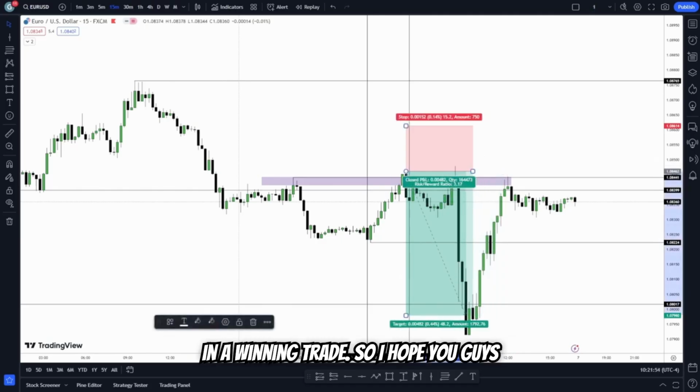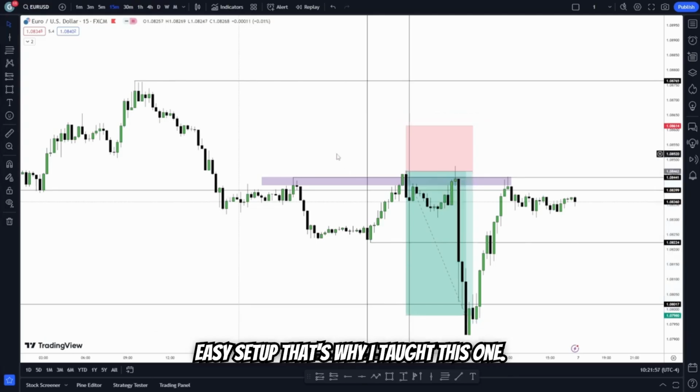So I hope you understood these 3 levels, and it's an easy setup. That's why I taught this one. It's a 3-step process. Just identify the key levels, wait for the breakout, look for the false breakout, and then take the entry on the false breakout. Because with the breakout like this, people will look for a buy over here, and you should do the opposite. Okay, that's the turtle soup strategy.